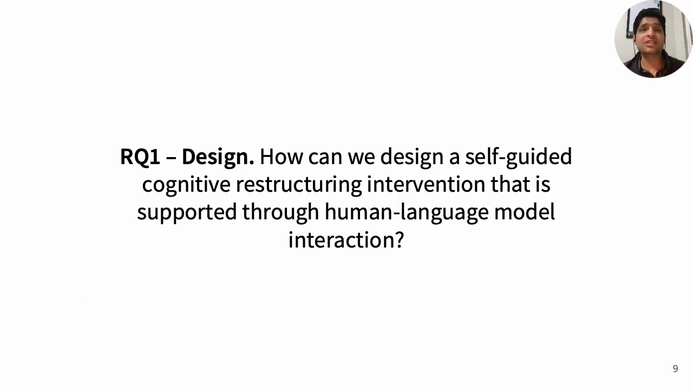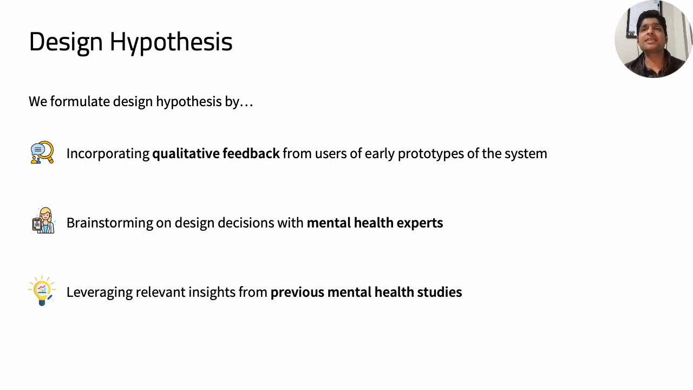So we look at 3 research questions, and let's look at them one by one. First of all, we ask, how can we design a self-guided cognitive restructuring intervention that is supported through human language model interaction? To answer this question, we formulate a design hypothesis through a series of steps that involve incorporating qualitative feedback from users of early prototypes of the system, then brainstorming on design decisions with mental health experts, and finally leveraging relevant insights that previous mental health studies have provided us.